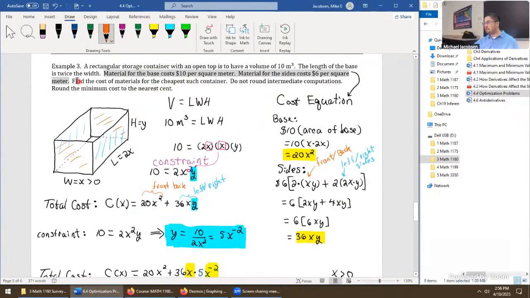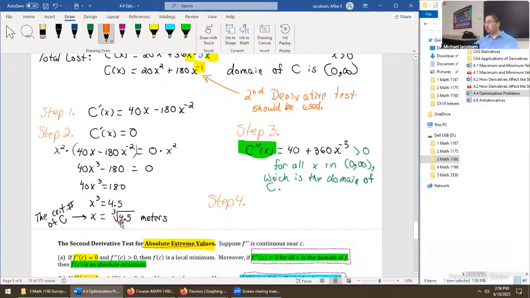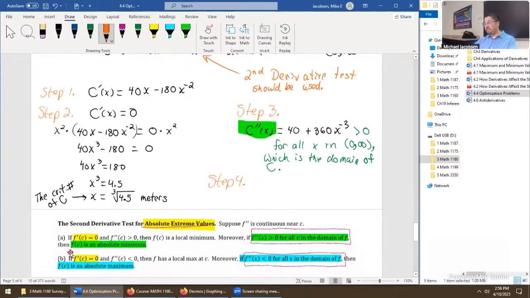It says, find the cost of materials for the cheapest such container. That means we need to take our critical number, cube root of 4.5 meters, plug it back into the cost equation, and report that that's the absolute minimum cost. Supported by the second derivative test right down here. We have an absolute minimum because of the positive sign right here. So step 4 is just an ordinary conclusion. We'll say the minimum cost.